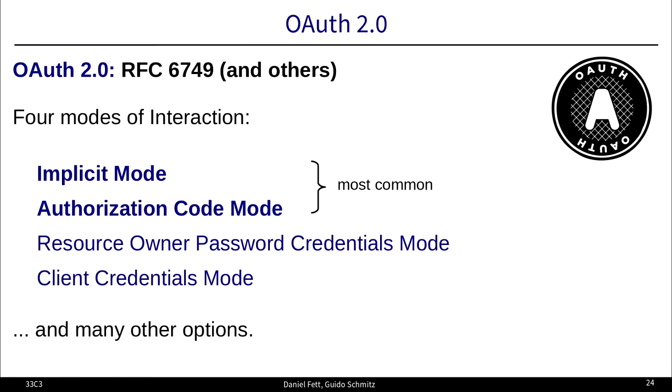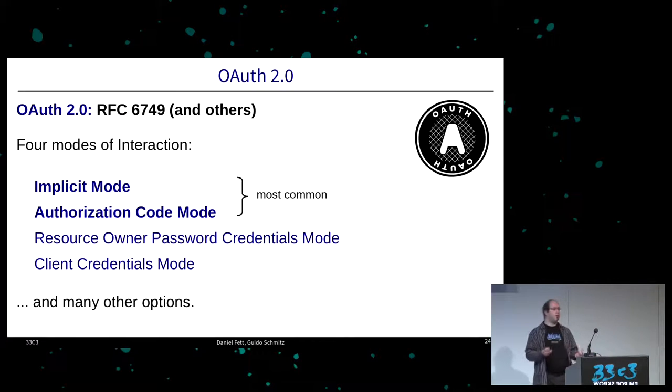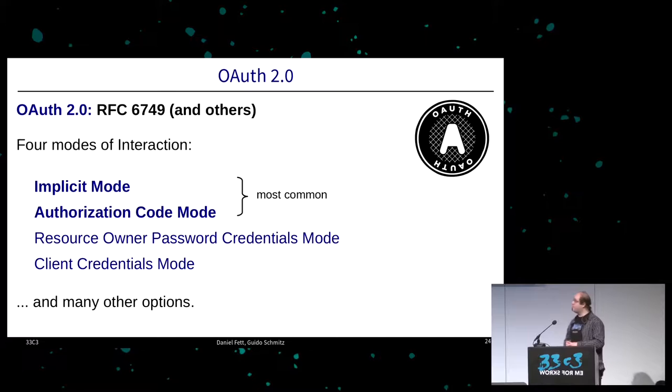Good. Let's start with a closer look at OAuth. When I say OAuth, I always mean OAuth 2, not the older OAuth 1. So OAuth 2 is mainly defined in RFC 6749 and also some other RFCs and some other documents. OAuth itself has four different modes it can run in. So there's the implicit mode, the authorization code mode, the resource owner password credentials mode, the client credentials mode, and all these modes can have many options, which I won't list here. And out of these four modes, the first two, implicit mode and the authorization code mode, are the most common ones. So let's have a closer look at these modes.